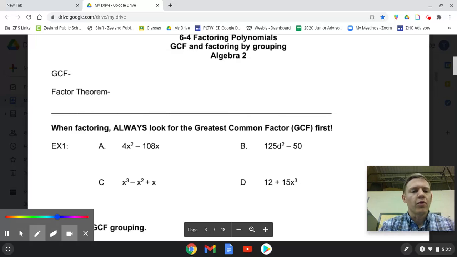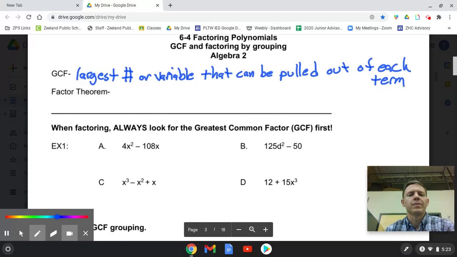Okay, a little bit of vocab before we jump into it. GCF, you've already heard me say greatest common factor. But what does that mean? That's just the largest number or variable that you can pull out of each term. The largest number and variable that you can pull out of each term. That's greatest common factor. GCF is greatest common factor.